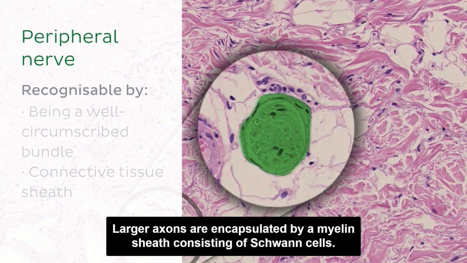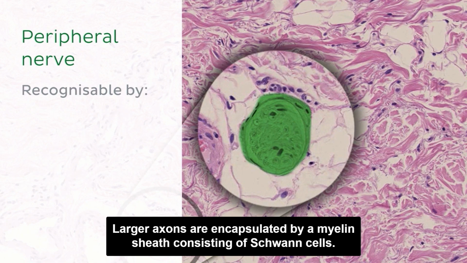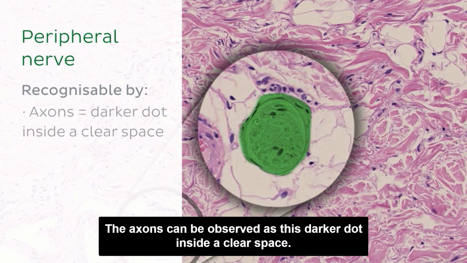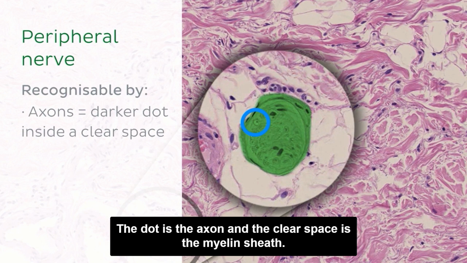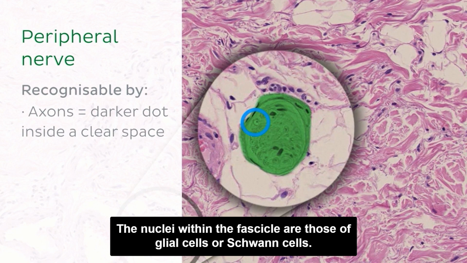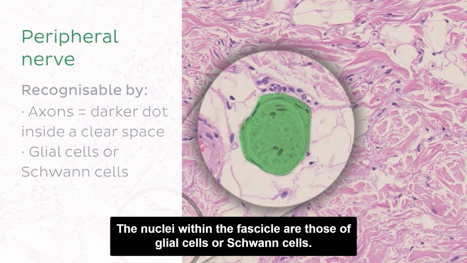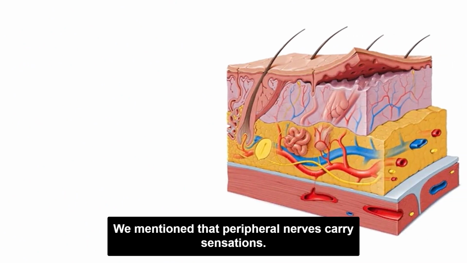Larger axons are encapsulated by a myelin sheath, consisting of Schwann cells. The axons can be observed as this darker dot inside a clear space. The dot is the axon, and the clear space is the myelin sheath. The nuclei within the fascicle are those of glial cells or Schwann cells.